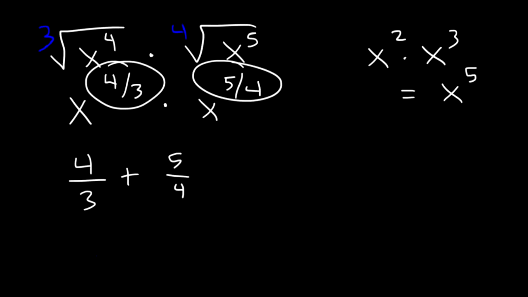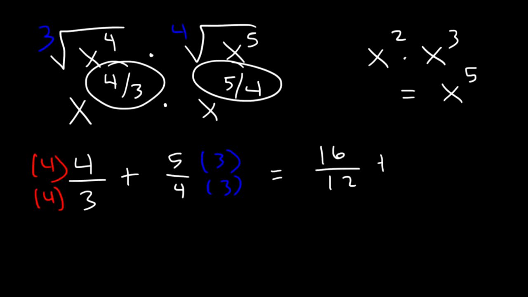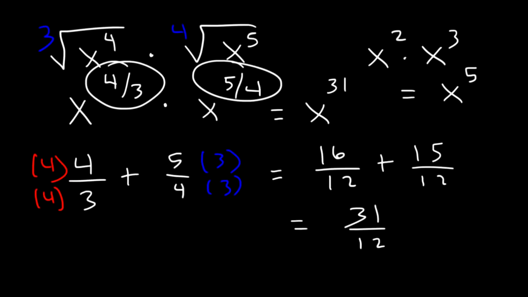The least common multiple of 3 and 4 is 12. So let's multiply this fraction by 3 over 3 and the other one by 4 over 4. So this is going to equal 16 over 12 plus 15 over 12. 16 plus 15 is 31. So this is 31 over 12. So thus we have x raised to the 31 over 12, which we can rewrite as the 12th root of x to the 31 power.